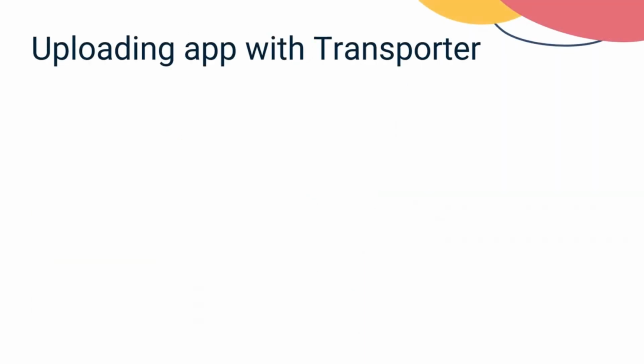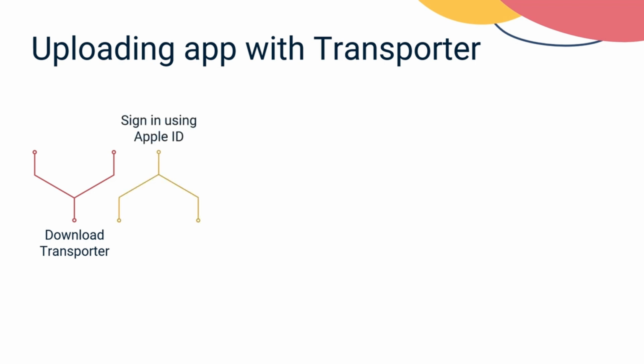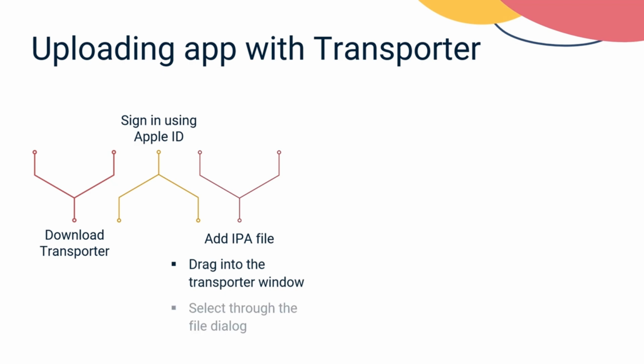Now let's upload your app with Transporter. Download Transporter from the App Store. After installation, sign in using your Apple ID. To upload your app, add the .ipa file by dragging it into the Transporter window or selecting it through the file dialog by clicking the plus or Add App button. Once you've added the file, click the Deliver button to submit your app.